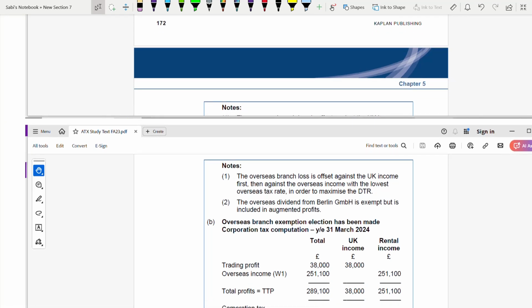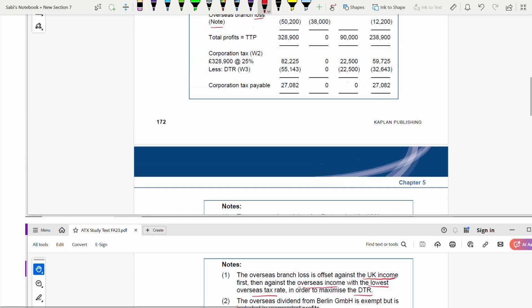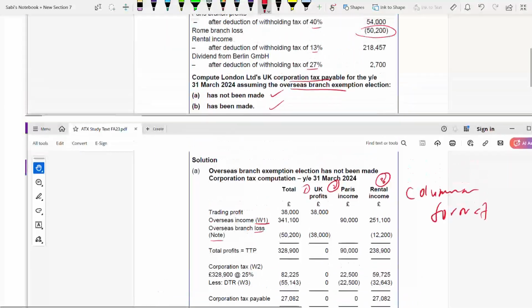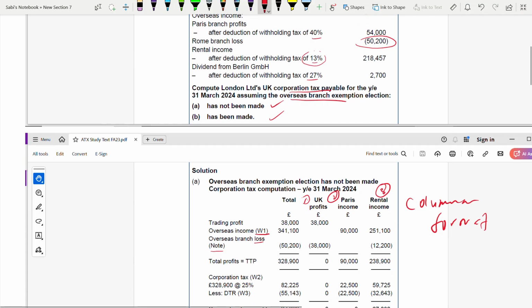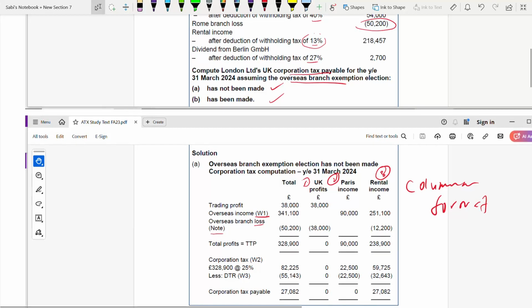Okay, that is it: the overseas branch loss is first set against the UK income, then against the overseas income with the lowest overseas tax rate in order to maximize the double taxation relief. So which country has the lowest tax? The rental income, 13% compared to the 40%. So that's why from rental income we'll deduct, not from the Paris income, after taking the loss from UK profit.